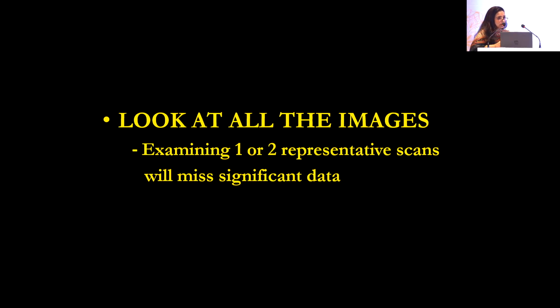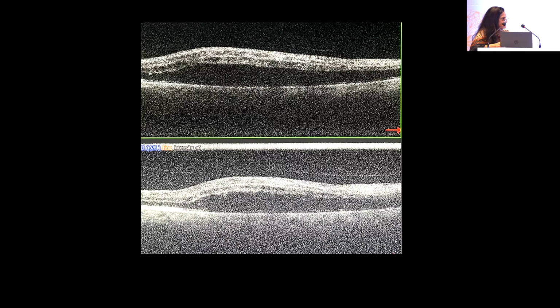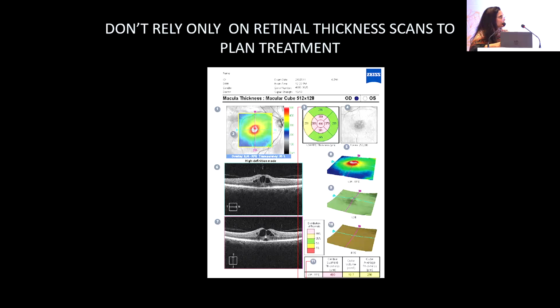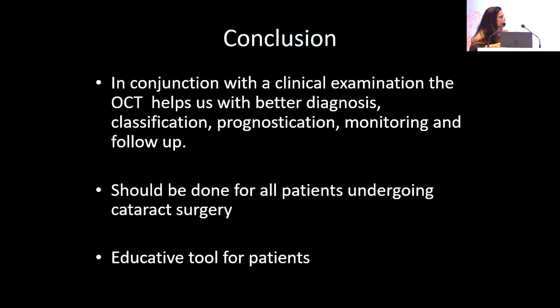Look at all the images when you see all the cuts, see all the images, do not look at just one scan. So this was my optometrist who came with this. I thought it was a CSR or some retinal detachment, but the patient actually had a BRVO. So if you've not got the correct cut, you will not be able to interpret. Don't rely only on the thickness scans. Please have a look at all the different scans and they'll give you a lot of information.